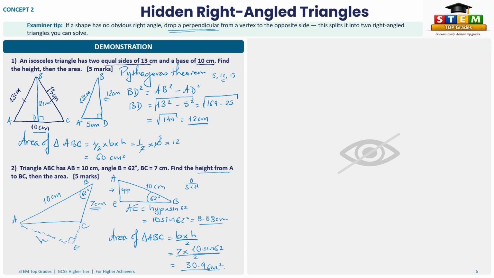Dropping a line, so I'm going to highlight the two places where I actually dropped the line. So this is where we did that, and this is where, in the second question, we dropped the line. Okay, that's what the idea was, to drop a perpendicular.